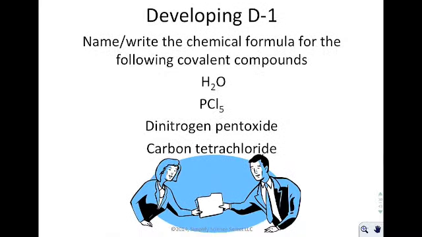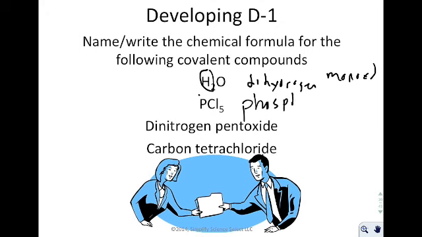So an example of that, it says write the chemical formula for the following covalent compounds. It's just a name or write. We're going to name this one right here. It's got 2 hydrogens. That's the first element. So we'd say dihydrogen monoxide, which we know is water. This right here is phosphorus. Okay, I didn't write mono because it's the first one. And then I would say penta because there's 5, chloride.